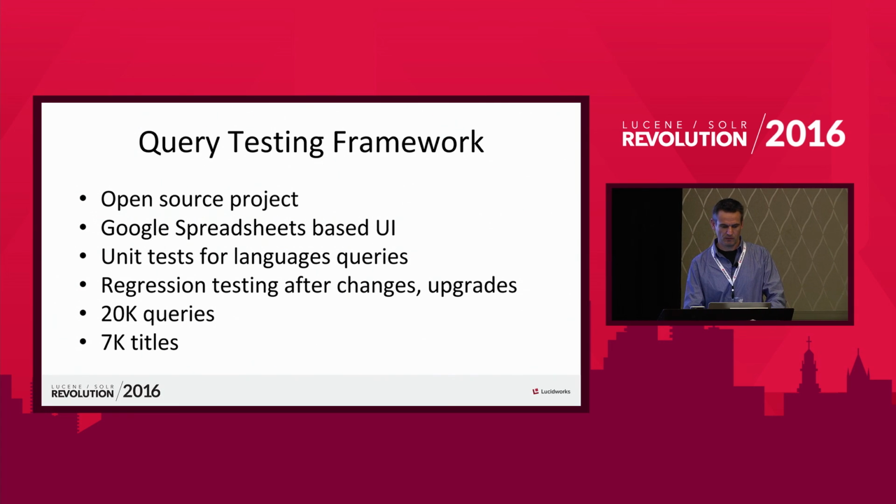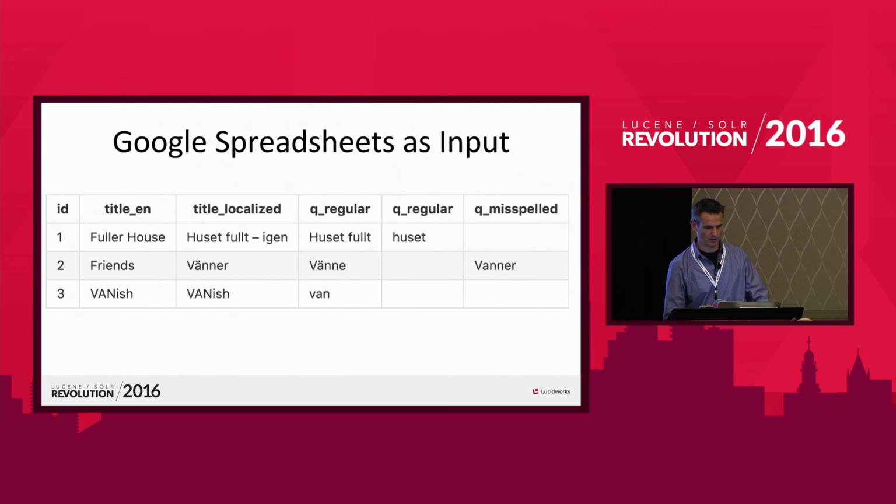But we also use the system for regression testing. So for Solr upgrades, or if we make a modification to the tokenization pipeline, we rerun it through the query testing framework. Right now we have about 20,000 queries and 7,000 titles. And here's an example. I wasn't planning to go through a full tutorial, but if you're interested, there's a reference to the tutorial itself, on how to use it. It would look something like this.